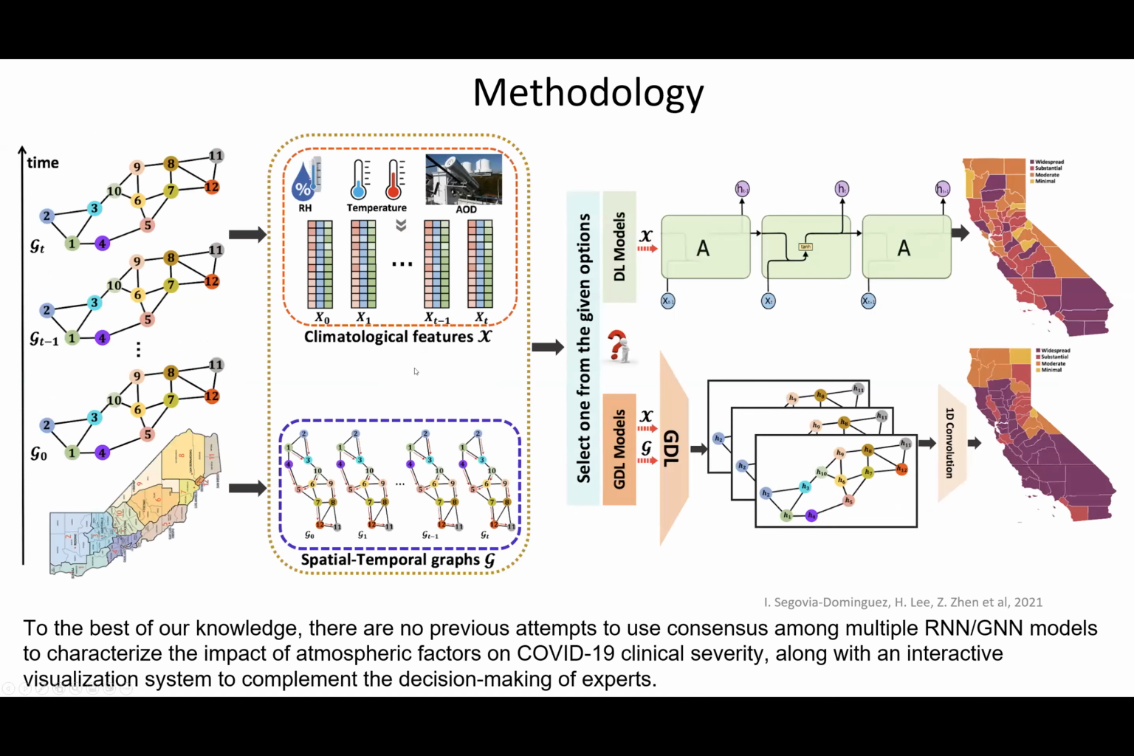For us, after we use our graph representation method to get our climatological features and our dynamic networks, we can put them into our geometric deep learning models to get the output. We can also use only the climatological features without the dynamic networks and put them into the traditional deep learning models to get the results and do the comparisons with our geometric deep learning models. To the best of our knowledge, there are no previous attempts to use the consensus among multiple RNN or GNN models to characterize the impact of atmosphere factors on COVID-19 clinical severity, along with an interactive visualization system.